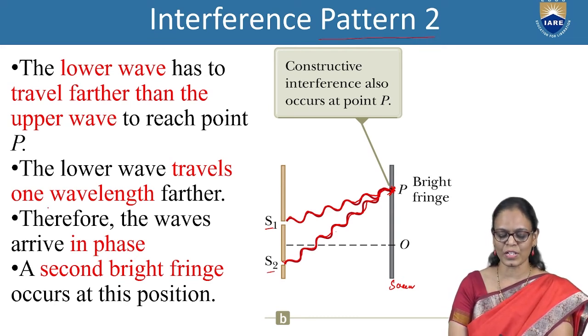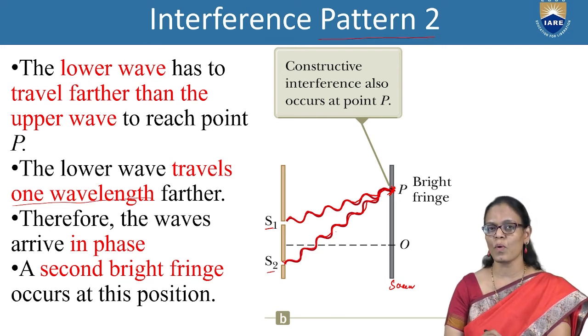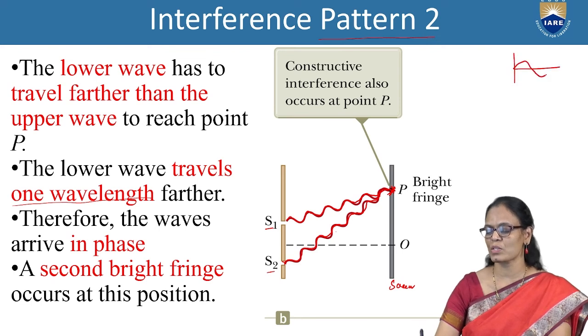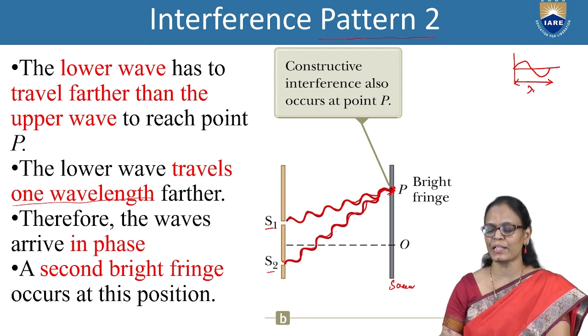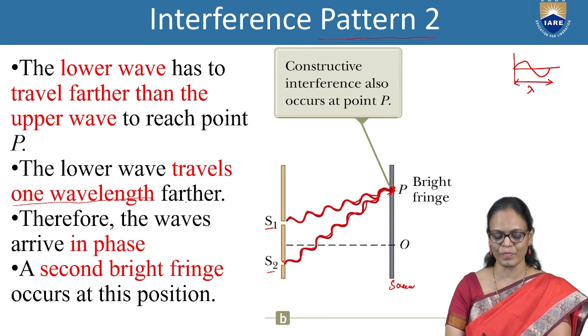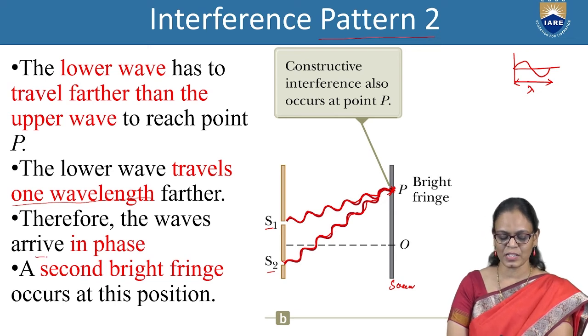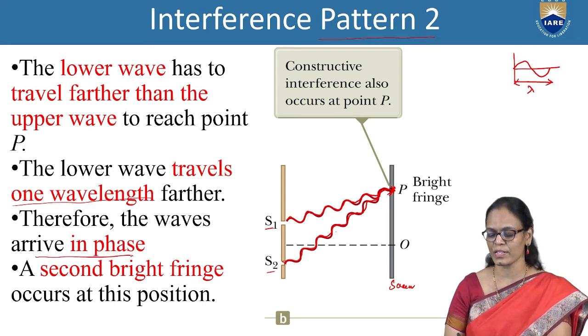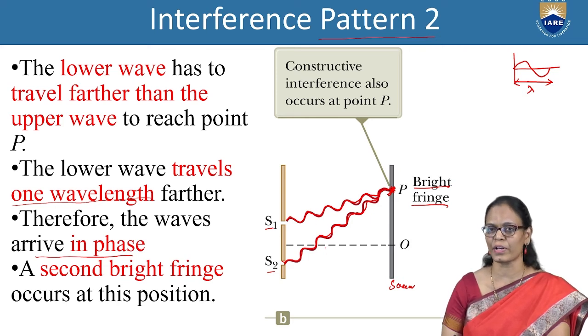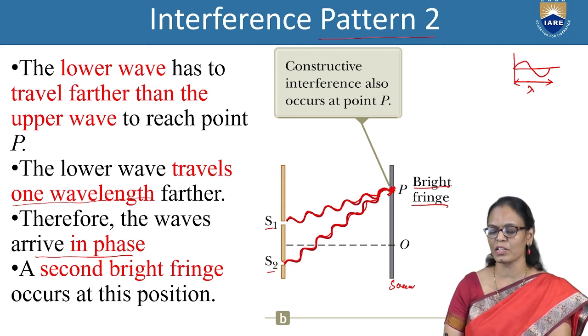So the lower wave travels one wavelength farther. So one wavelength farther means exactly one complete wave. This is one wavelength. One crest and one trough forms one complete wave that gives us one wavelength. So one wavelength farther. Because the difference is one complete wavelength, they are still in phase. So that is what we try to understand. So these two are again in phase. So what happens here again, there will be a bright fringe formed. Even though the distances are different, they are arriving here in phase, means the crest of one wave falls on the crest of the other.